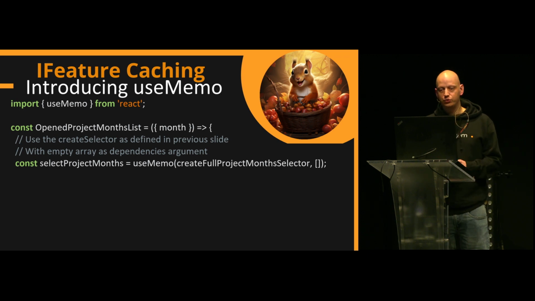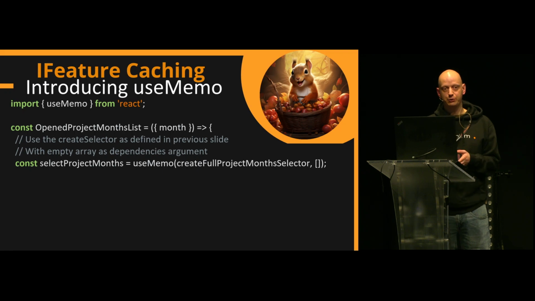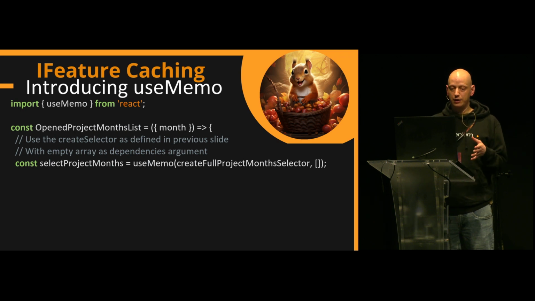The useMemo has two parameters. The first one is your expensive calculation. The second one is the dependencies. In this case, it's just an empty array because we want to do the caching for each month. So if you have a different user interface and you're displaying just a single project month, then you would provide an array with a month parameter. And then if you have a next and a previous button, it would invalidate the previous cache and build a new one. So here we need to cache everything.